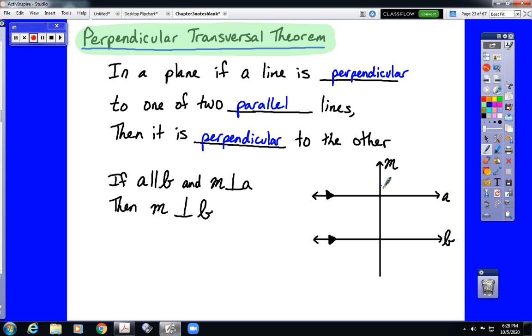We should remember that that means that this is a 90 degree or right angle. If M is perpendicular to A, that is boxy. That is a 90 degree angle. Well, the corresponding angle postulate says if A is parallel to B, and this is a 90 degree angle, then so is this angle. It has to be 90 degrees as well. So this theorem is basically taking that as a shortcut. It's saying that if that line M is perpendicular to A, and A is parallel to B, then M is also perpendicular to B.